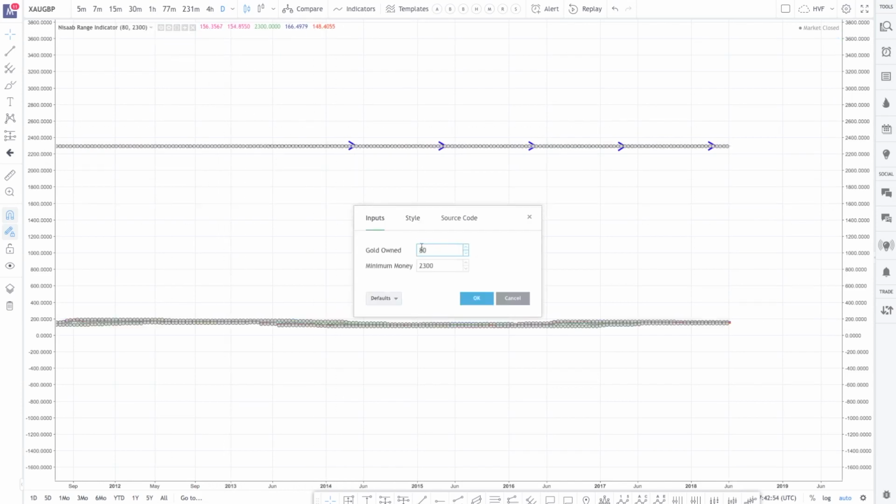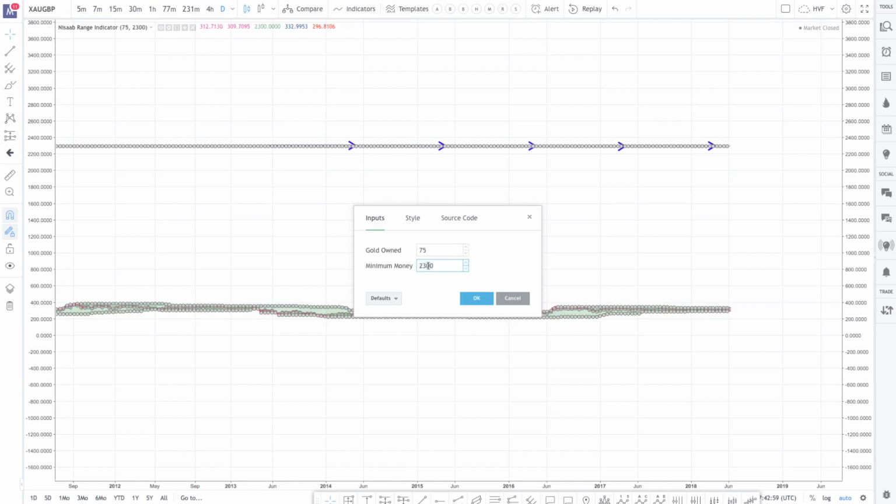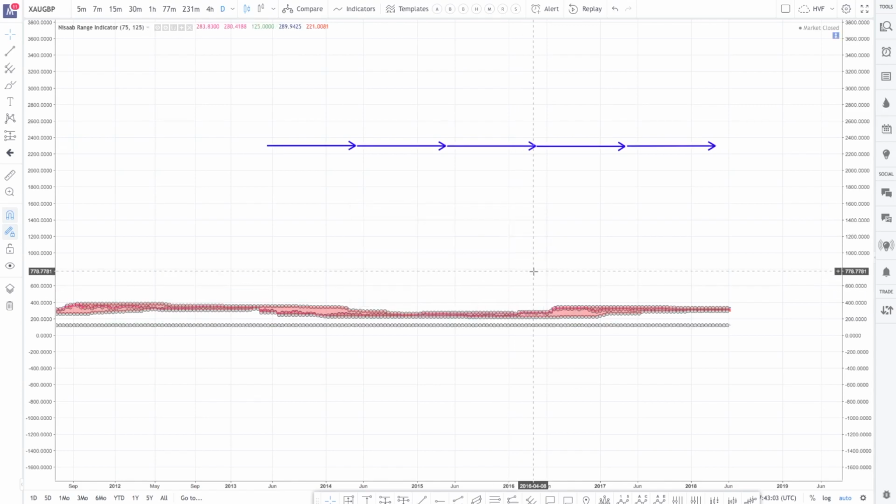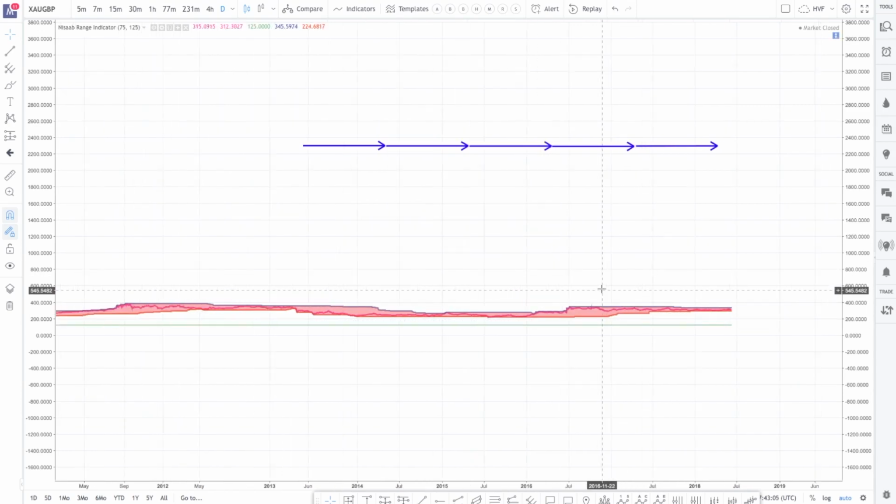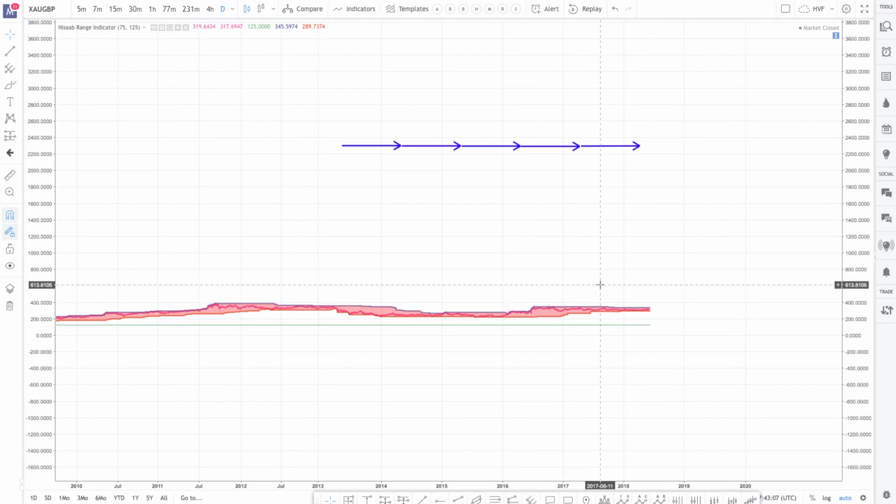This changes to 75 grams of gold, and the lowest amount of money I had during that time period was £125. Now we can see that although I have 75 grams of gold, the money I have is still below Nisaab. I need a minimum of £332 to be above Nisaab.